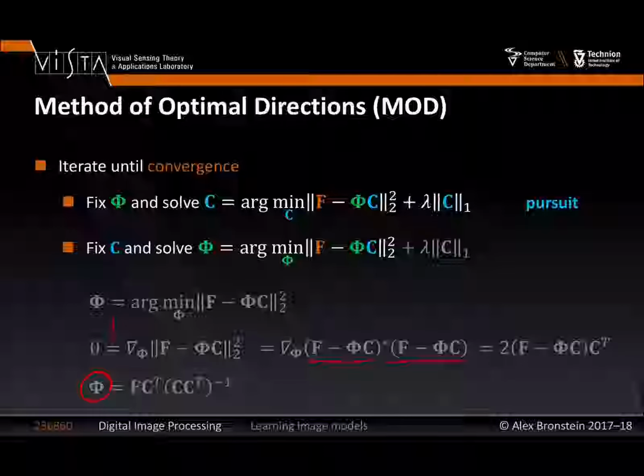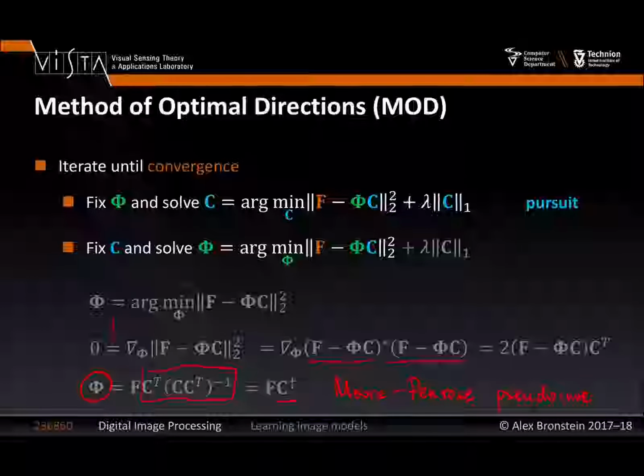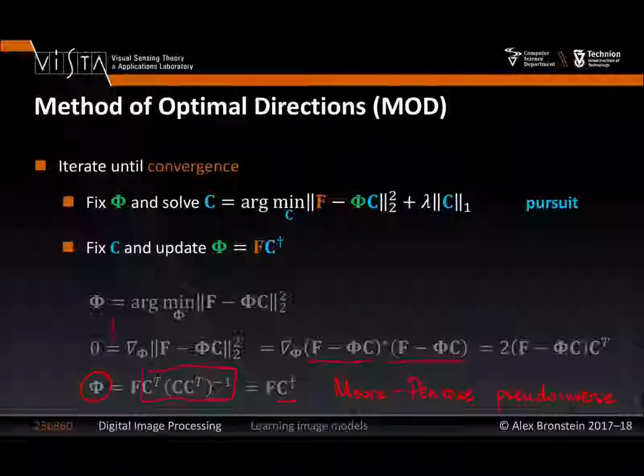It will be given by F times C transpose times the inverse of C C transpose. And this term here is denoted frequently in the literature by C dagger, and it is called the Moore-Penrose pseudo-inverse. Okay. So essentially, we have this closed form update for the dictionary. Okay? Any questions?